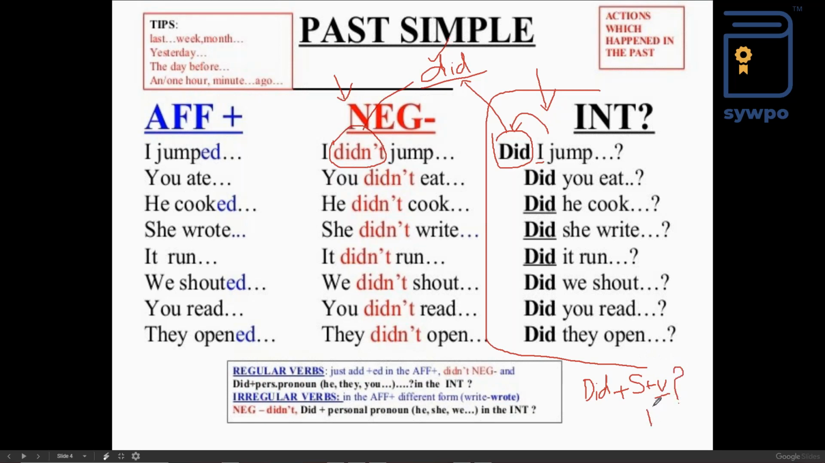This verb will always be the first form. It will not be the second form. It will not be the past form, okay? Why? Because we have did in the front. It's already in past tense. Did I jump? Did you eat? Did he cook? Did she write? And so on. So you notice jump, eat, cook. Why? Because did is used. You see, in negative we have did, and in the question we have did. So that's why the verb after the subject will always be the present form.